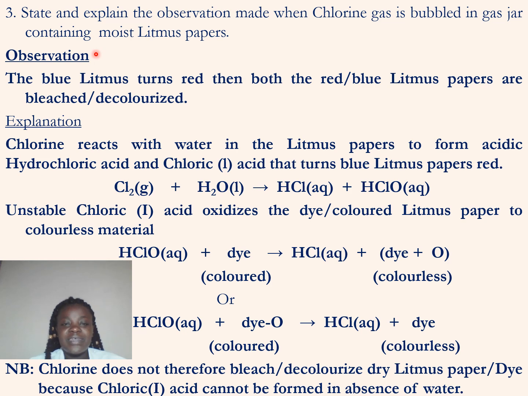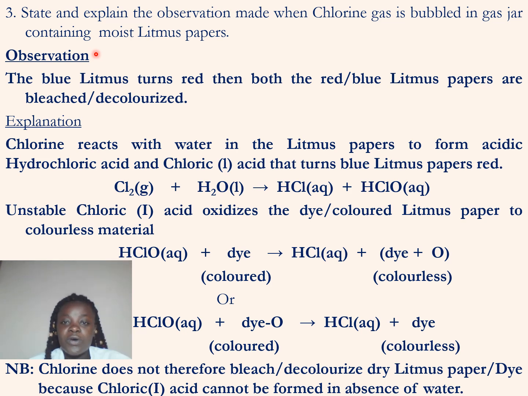So we are told to state and then explain the observation made when chlorine gas is bubbled in a gas jar containing moist, underline the word moist, or wet litmus paper. So meaning we can't use a dry litmus paper. So we have two wet or moist litmus papers. One is red and the other one is blue. So what happens when chlorine gas is bubbled in a gas jar containing these two moist litmus papers? So these are the observations we are going to find.